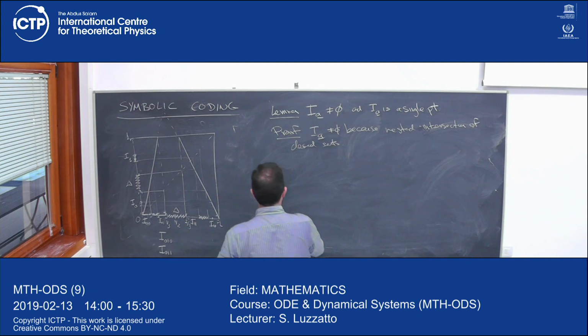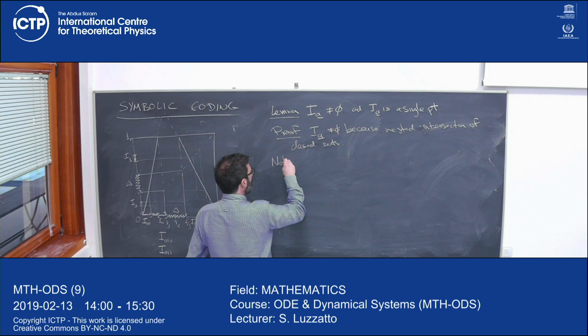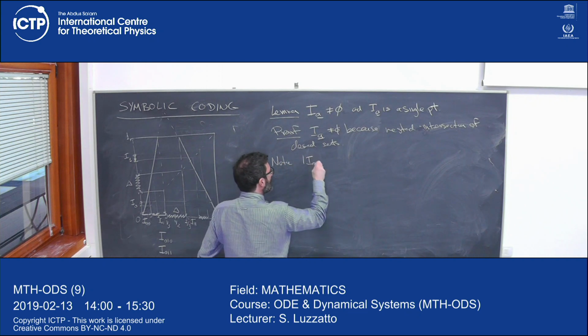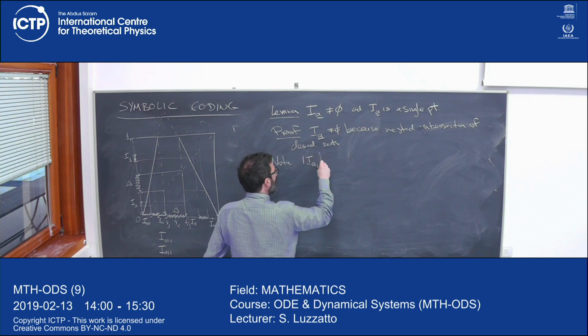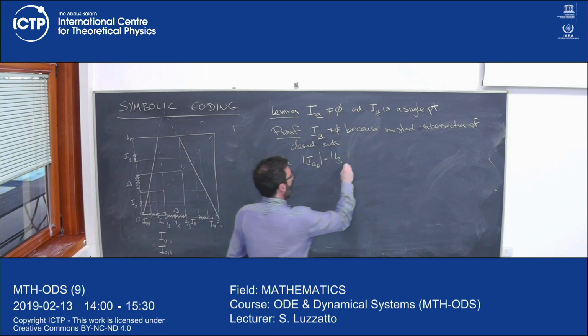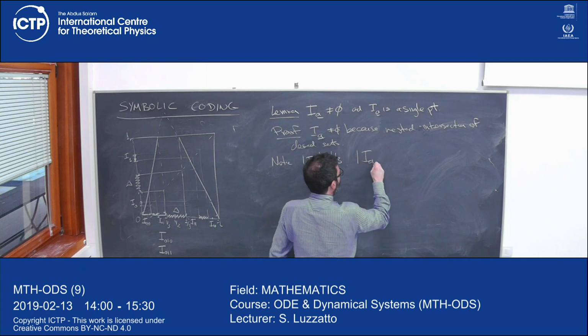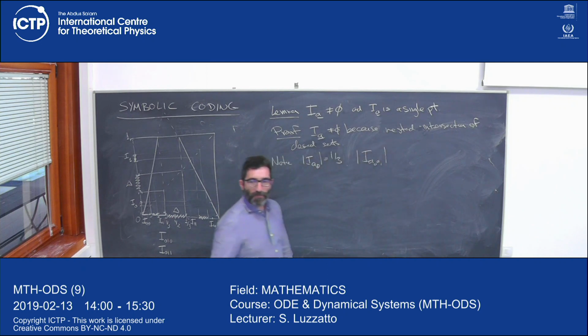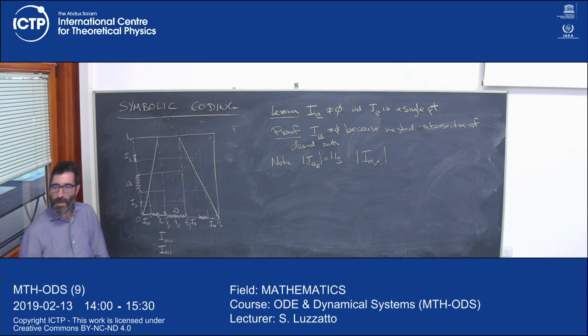So, notice that the length of I0, the length of A0 is equal to 1/3, and the length of A0, A1 is what? Why? This is 1/3 of A0. And why is it 1/3 of 1/3? Because the map is 3x, right?